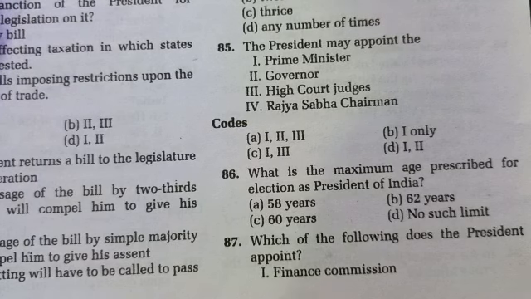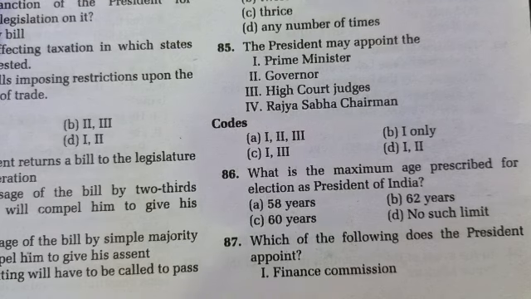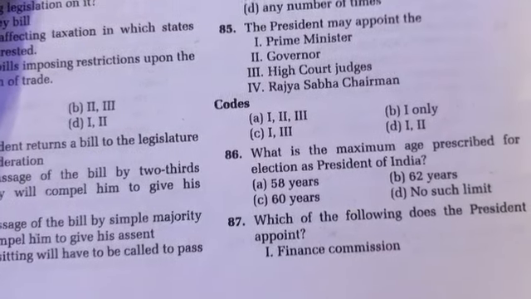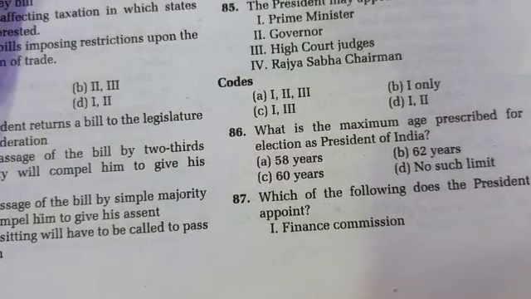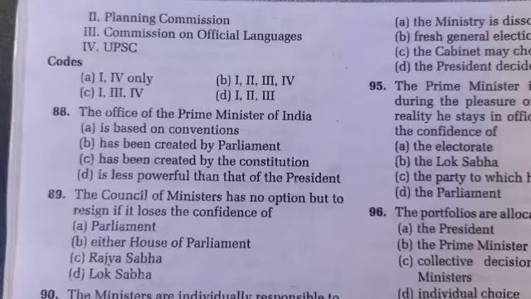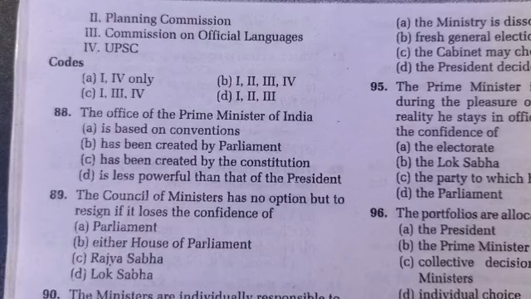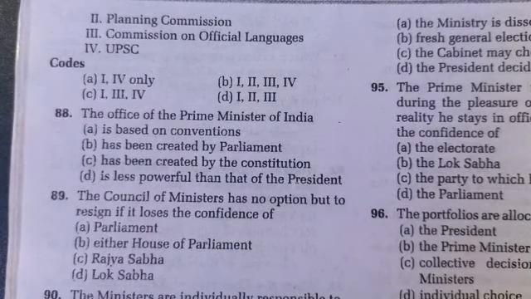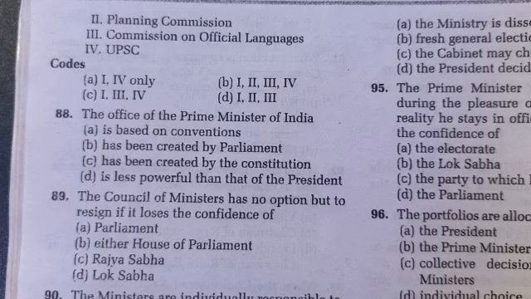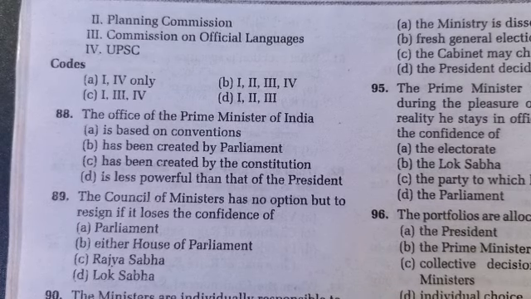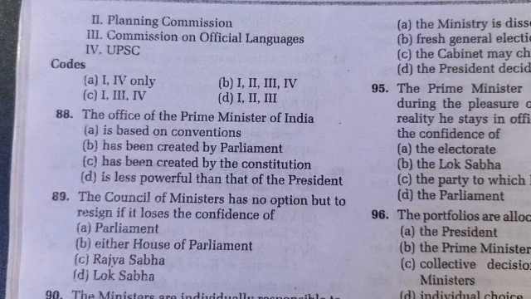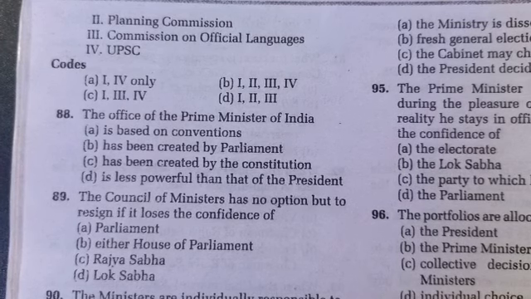What is the maximum age prescribed for the election as President of India? No such limit. Which of the following does the President appoint? Finance Commission, Planning Commission, Commission on Official Languages and UPSC. So the correct answer is option B. All are appointed by President.